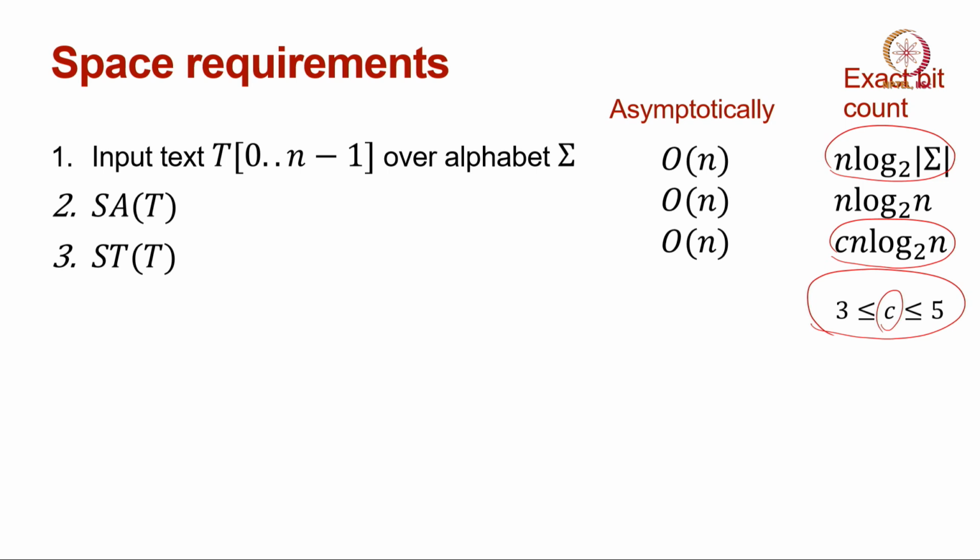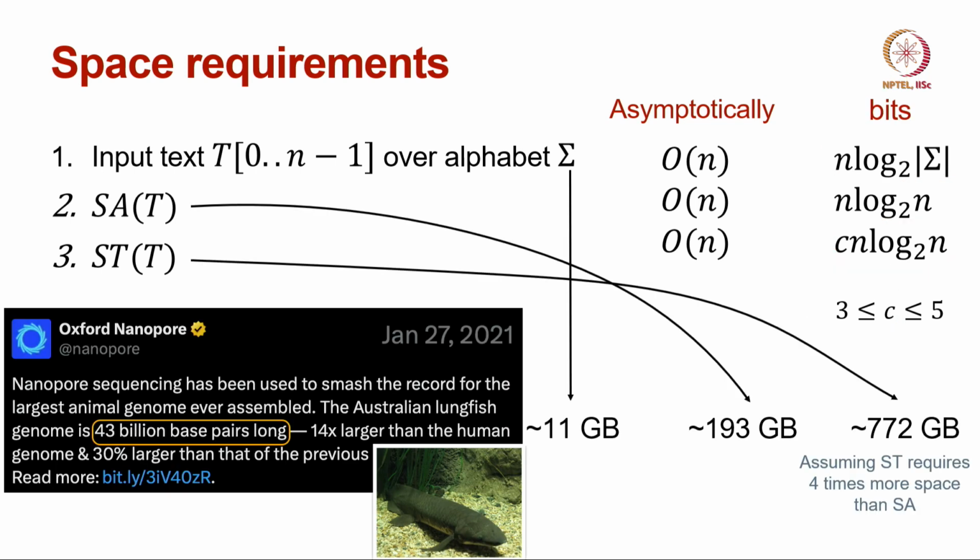Now, why is this important? Why are we discussing this exact bit count? If we look at real data, for example, the recently assembled genome of the Australian lungfish. This genome is 43 billion base pairs long. So, this is 14 times longer than the human genome, and the space used to store the input, that is the genome itself, would be about 11 GB.